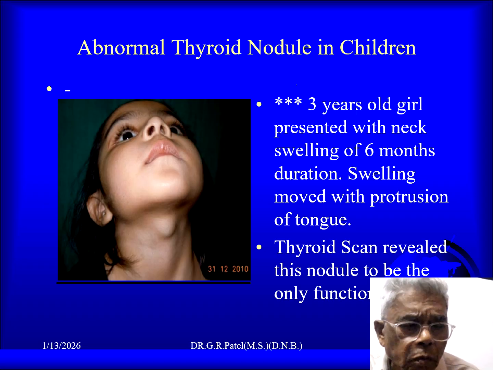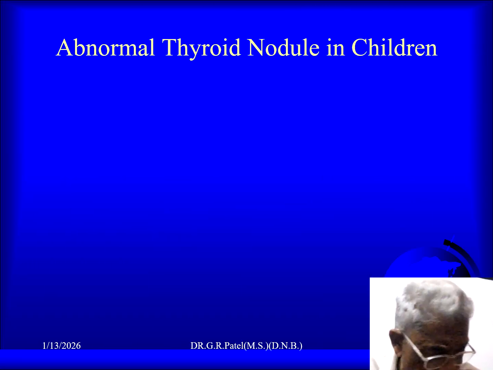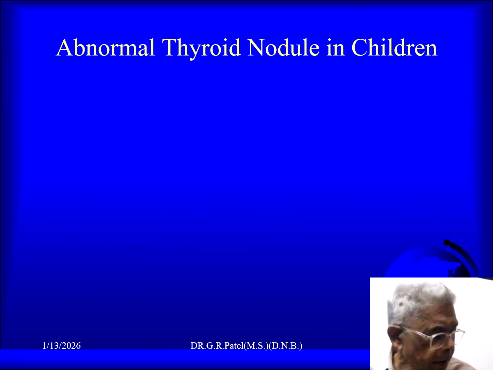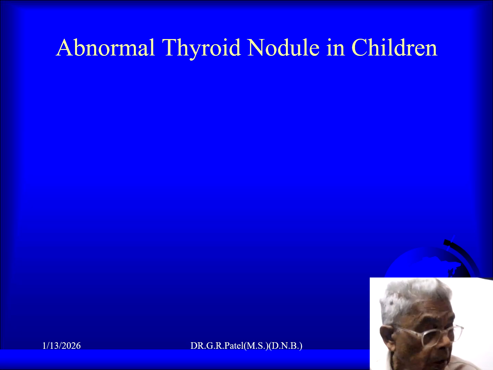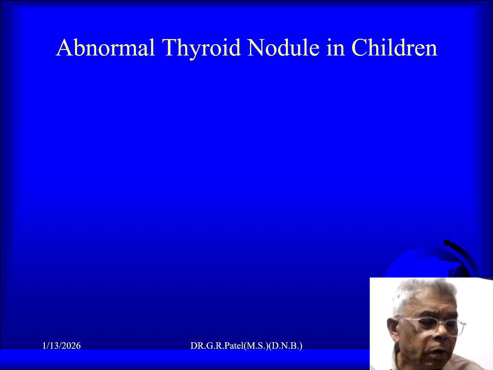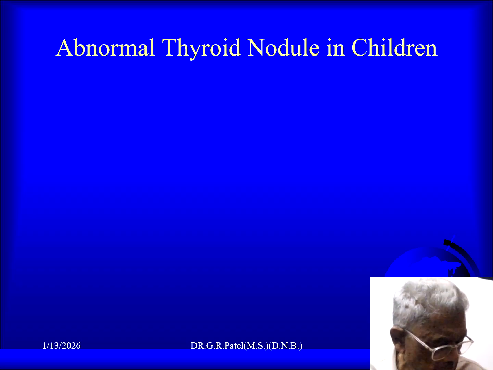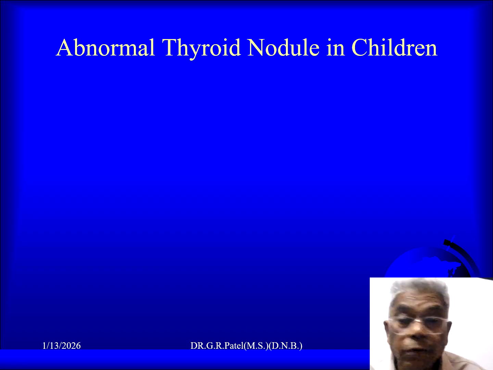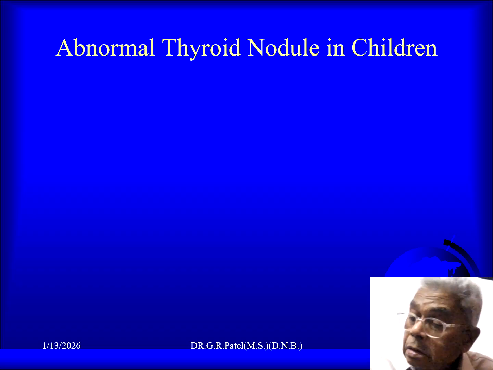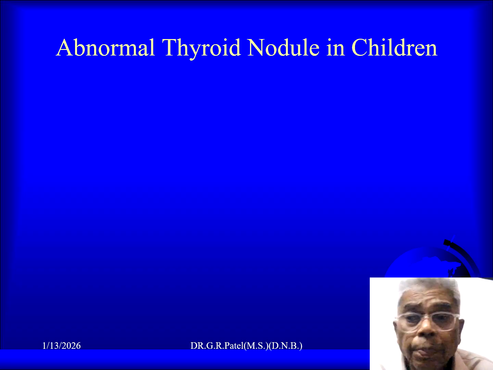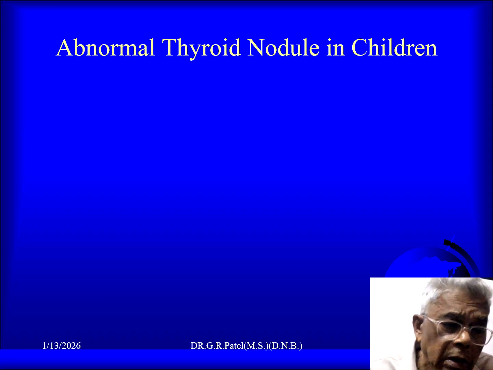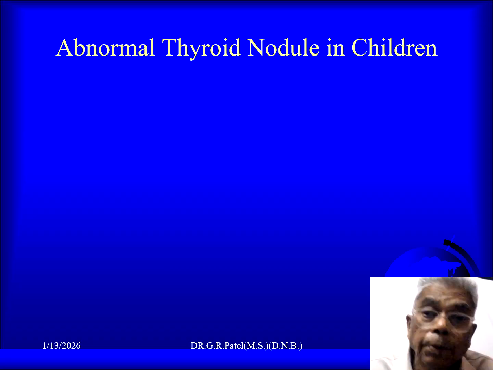The thyroid nodule moves with deglutition because it is encased by a layer of pretracheal fascia, and pretracheal fascia is attached to the larynx upwards. So whenever there is deglutition, whenever the larynx moves, the thyroid gland moves craniocaudally in the upward direction and goes down to the original place.